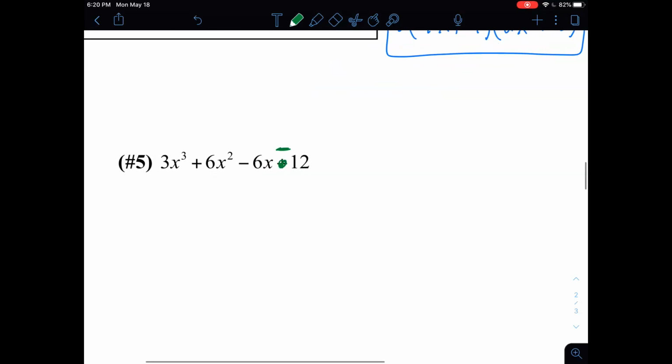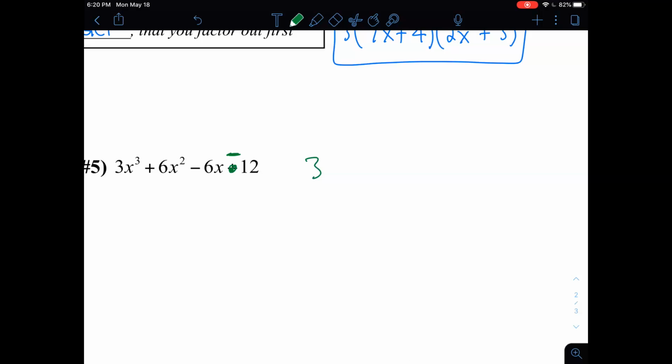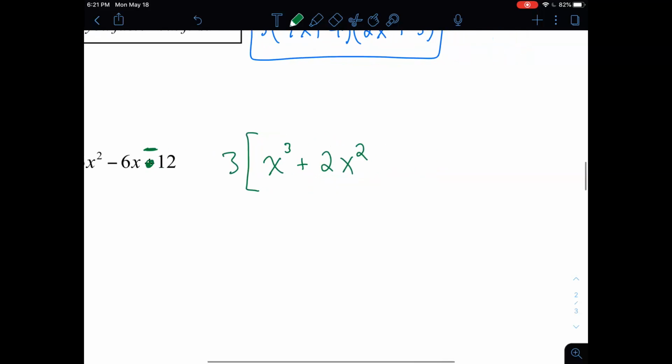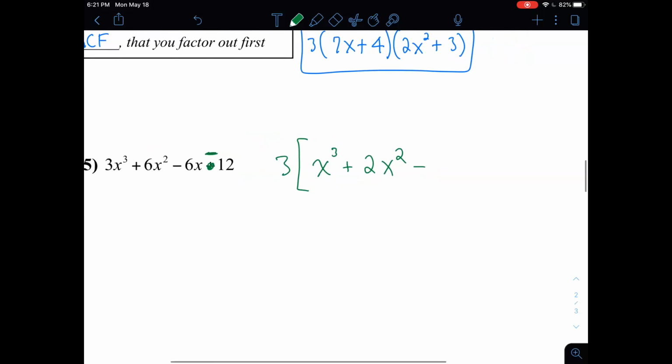All right, so is there a GCF? Is there a number that goes into 3, 6, 6, and 12? Yeah, we can pull out a 3. So we're going to pull out a 3, divide them all by 3. So when we divide 3x to the third by 3, we're going to get x to the third plus 2x squared minus 2x, because negative 6x divided by 3 is negative 2x, and negative 12 divided by 3 is negative 4.